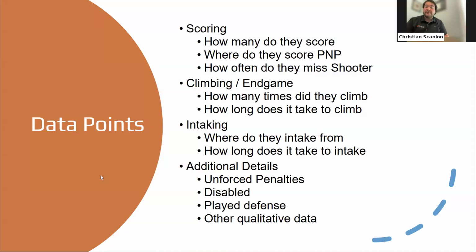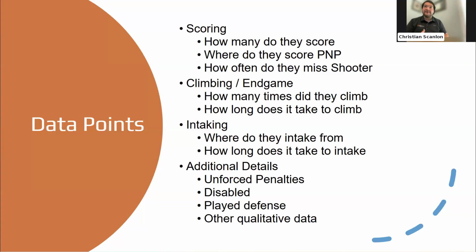If you have more people, you get to add more details, more complicated measures, right? An example of this is in climbing. At the very basic, you should know if there's a climb or an end game, how many times do they climb or successfully do that end game. If you have more resources, maybe a more custom app, right? On paper, you don't really want to be marking how long it takes them to climb. You really just want to check mark yes or no.